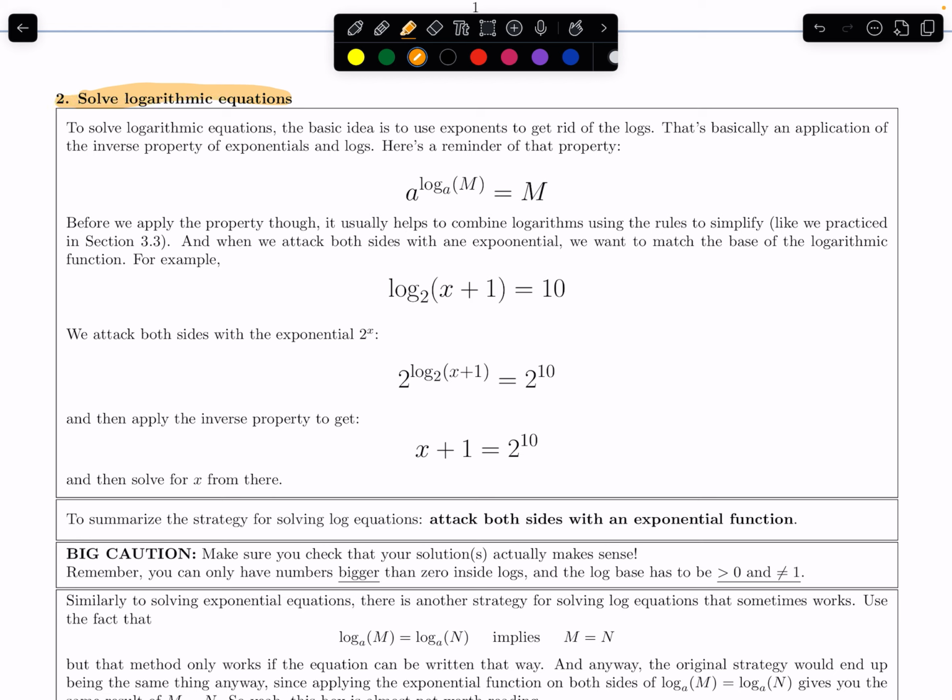Okay, so this is the topic: solve logarithmic equations. When we were solving exponential equations, we attacked them with logs on both sides. When we solve logarithmic equations, we attack them with exponents on both sides. So here's a reminder of the inverse property.